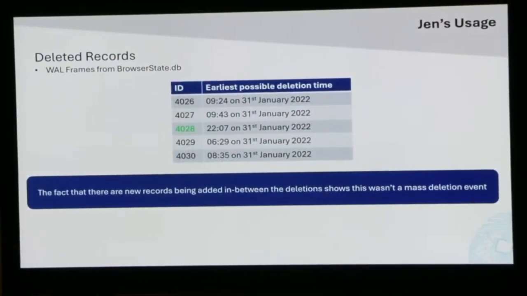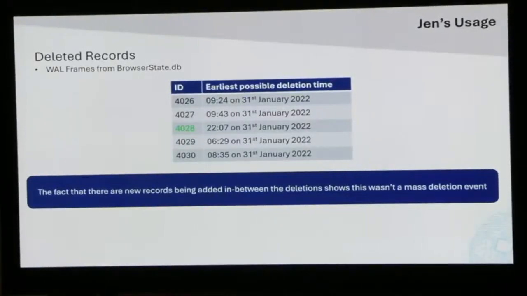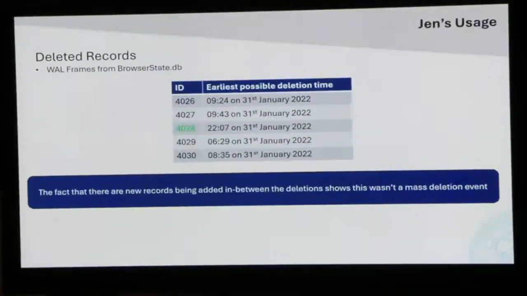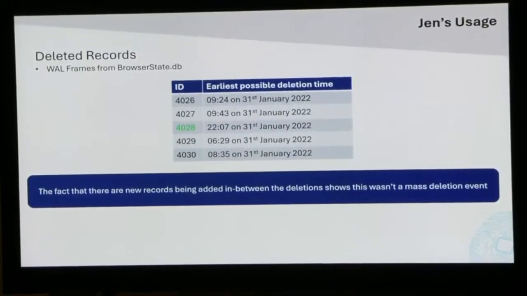Taking all of those deleted records, those 5 deleted records, and the earliest time that they could have possibly been deleted, we see a spread throughout the 31st of January. A few quite early on at 6:29 and 8:35, a couple at 9:20, 9:40, and then finally the one that we're interested in at 22:07.